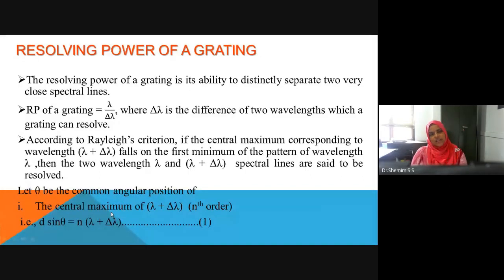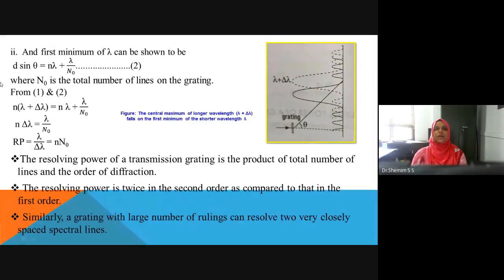So what should this central maximum coincide with? The central maximum of this one should coincide with the first minimum of the wavelength lambda. The second wavelength is lambda. So we'll see what the condition for first minimum is. The condition for first minimum is d sine theta equal to n lambda plus lambda by N0, where N0 is the total number of lines, or slits, of a grating. Capital N is the number of lines per unit length, and N0 is the total number of lines of the grating.